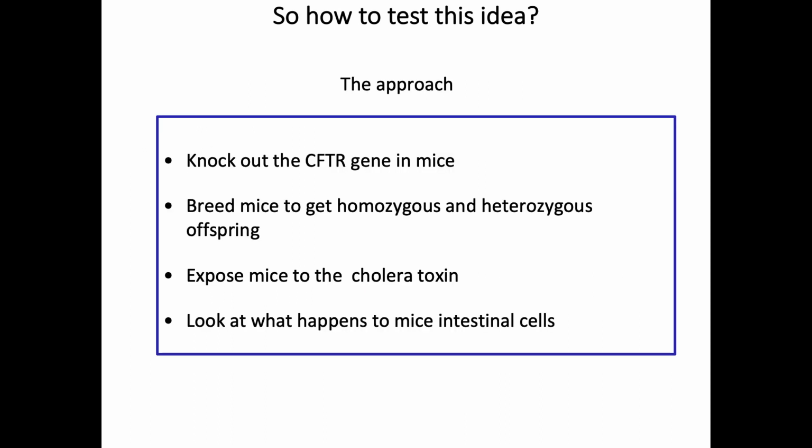But what happened is that the scientists did an experiment to answer the question. The question is whether the high CFTR currents of the heterozygotes were selected due to cholera. So they did an experiment in mice. They knocked out the CFTR gene from the mice, and then they bred the mice so that they have homozygous and heterozygous animals, all in different conditions. And they exposed the mice to the cholera toxin to look at what happens in the intestinal cell.